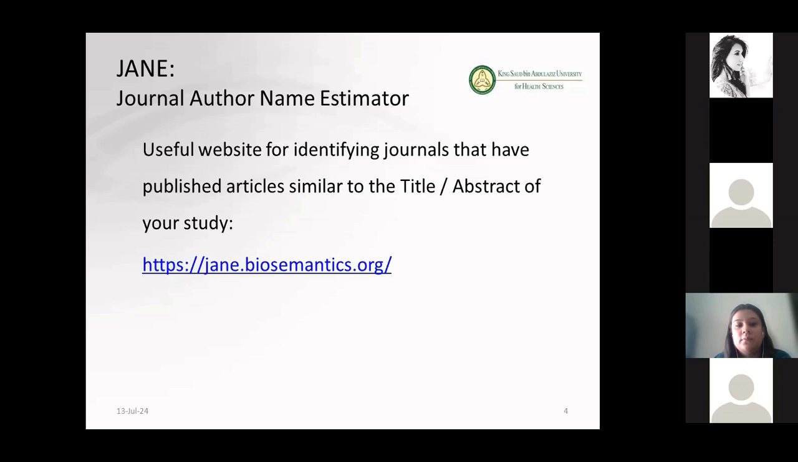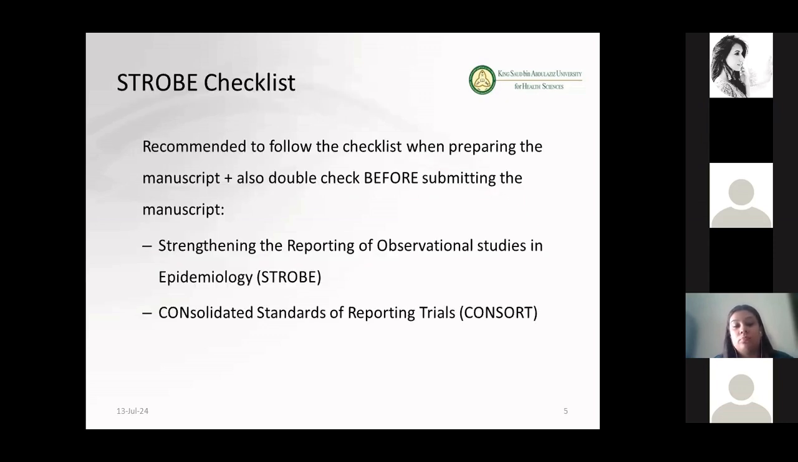This is the one that I normally use. The other one as well is the Journal/Author Name Estimator, and we'll go through this website later on. Now, this is another one, for observational studies. There is a checklist that I'll be sharing with you as well. If we follow the points in this checklist and make sure that all of those points have been addressed, then you have a better chance of getting accepted for publication, right?